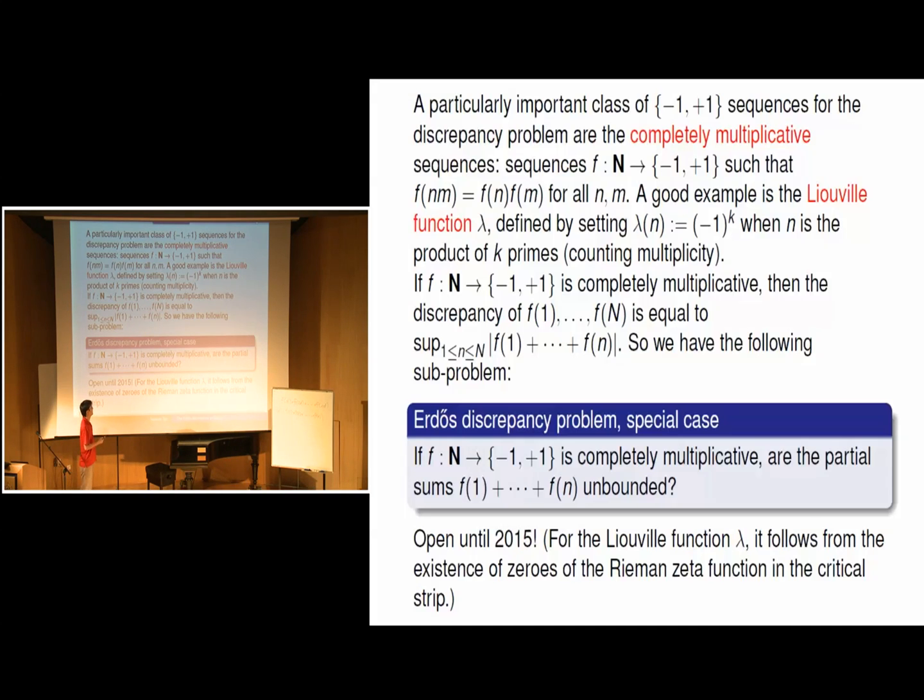It's fairly easy if you know about the zeta function, and in particular, the zeta function has at least one zero in the critical strip, which is true. That's already enough to get it for lambda, but that's a specific number theoretic fact which is special to lambda, and it doesn't seem to give any insight into what to do in general.